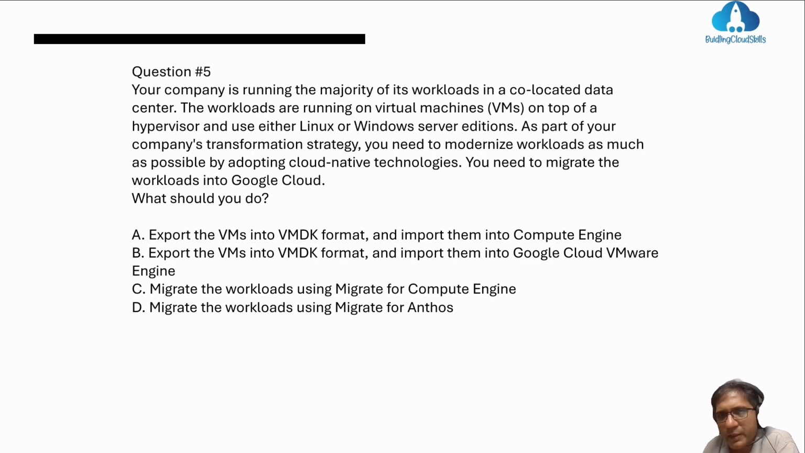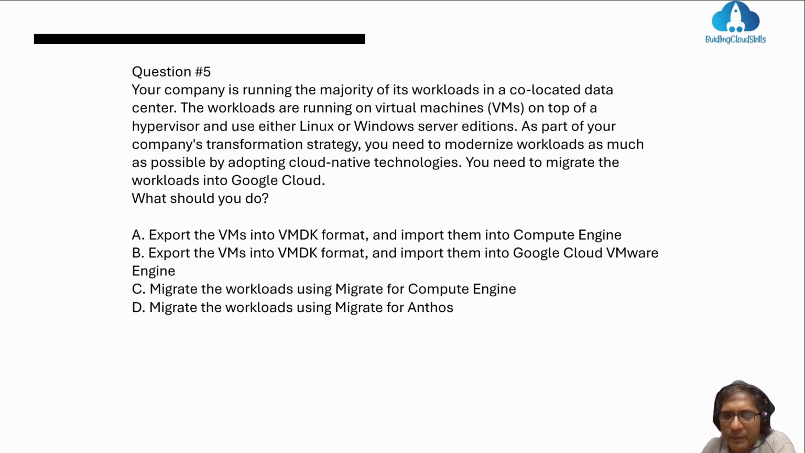Your company is running the majority of its workloads on a co-located data center. The workloads are running on virtual machines on top of a hypervisor and either use Linux or Windows Server editions. As a part of your company's transformation strategy, you need to modernize the workloads as much as possible by adopting cloud-native technologies. You need to migrate the workloads to Google Cloud. What should you do? Option A, export the VMs into VMDK format and import into Compute Engine.